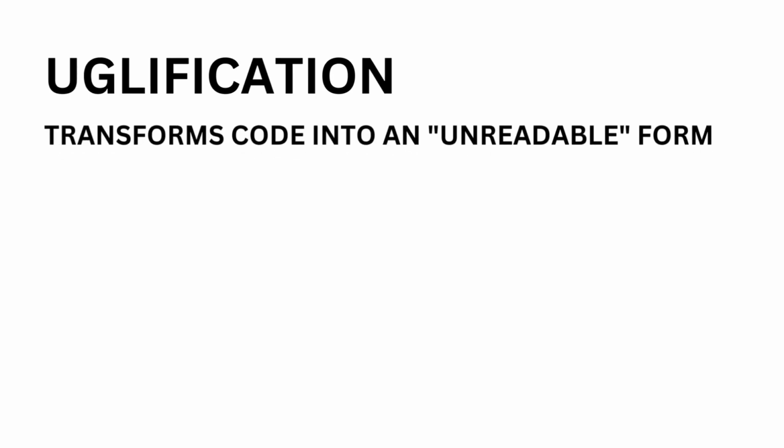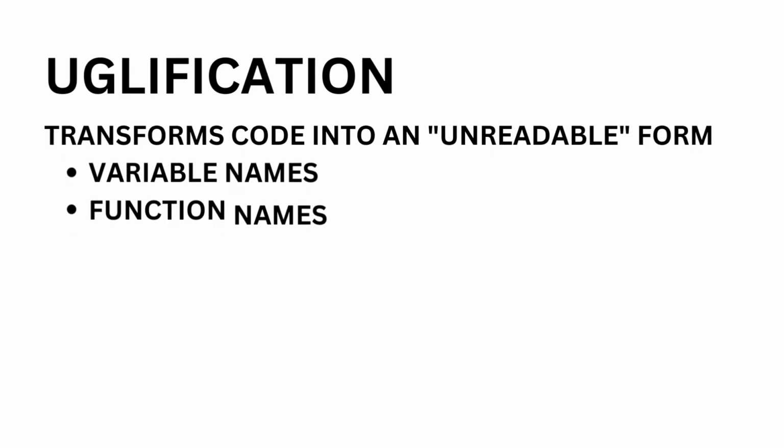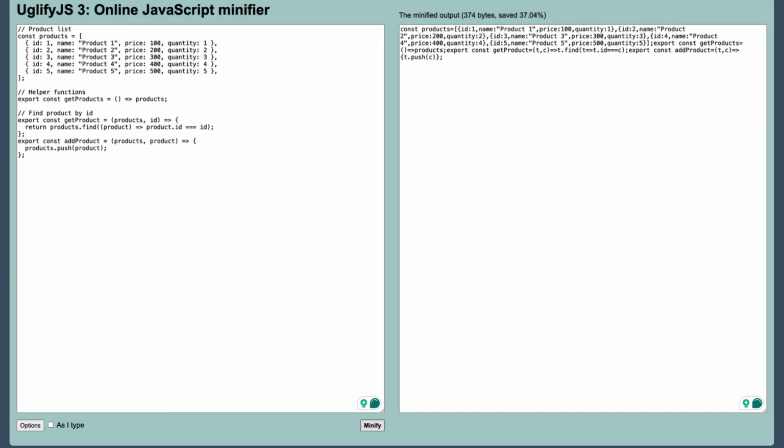Uglification. Uglification transforms your code into an unreadable form by changing variable names, function names, and more, essentially hiding the original content. This process, also known as mangling, is irreversible. Once your code is uglified, there's no turning back. It's like putting your code through a secret identity transformation. This is particularly beneficial for production applications as it not only makes the code hard to understand, but also reduces its size.